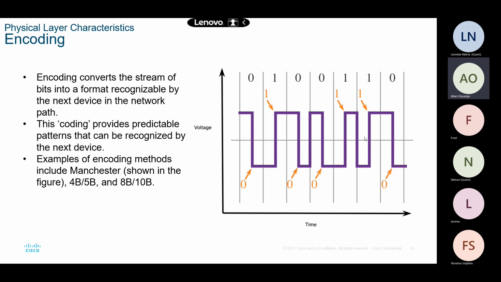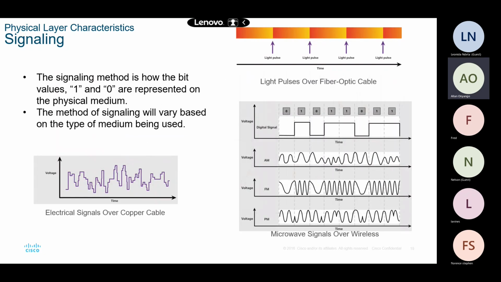Okay, and so this pattern, these encoding methods, are majorly covered in physics, and we don't want to go deeper into physics here. We just wanted to know the conversion of streams of bits into a format that the next device can recognize. Now, we have signaling, which is what I was talking about.